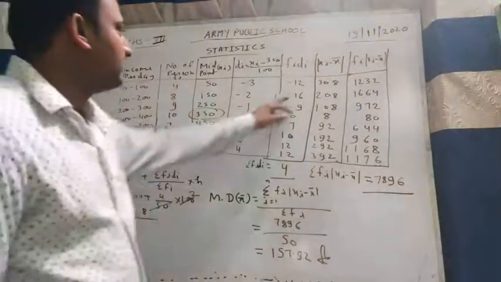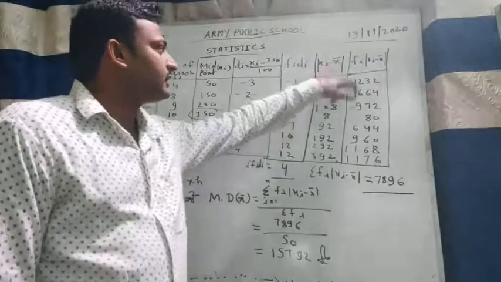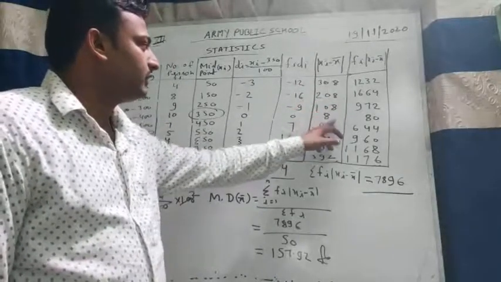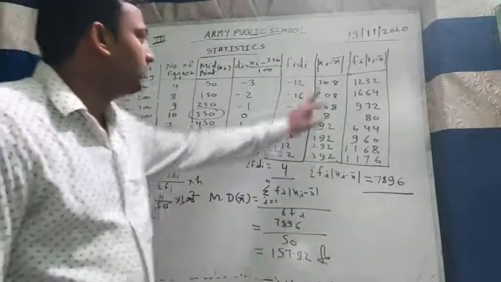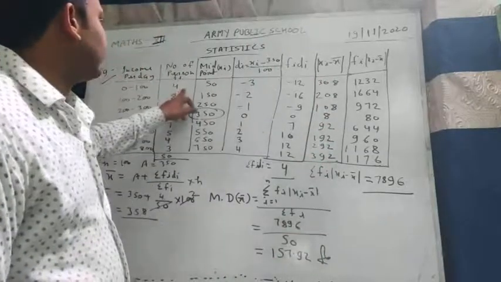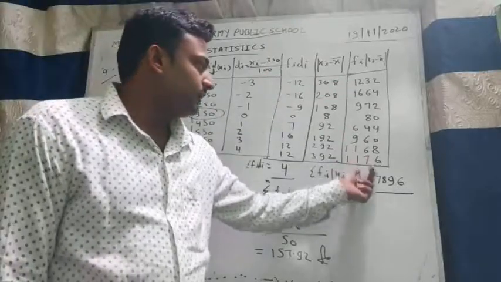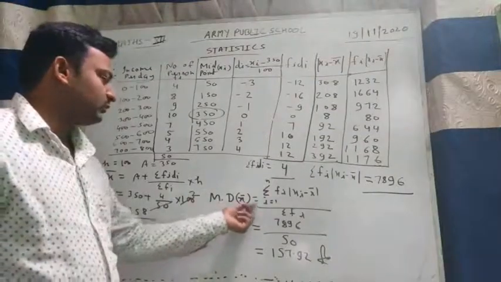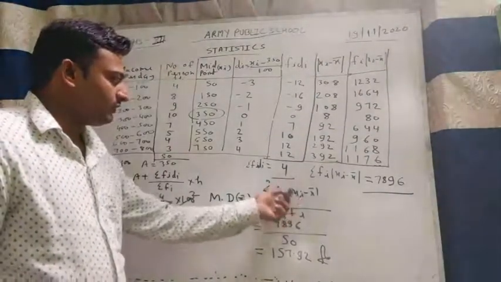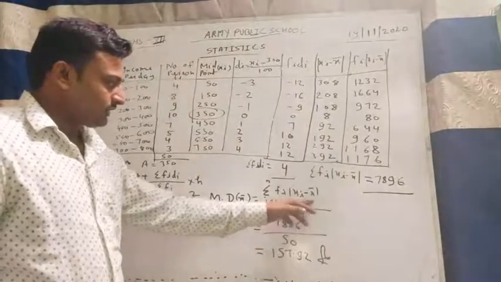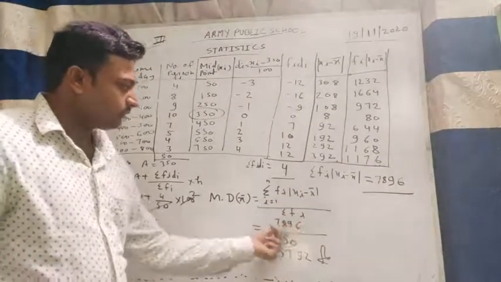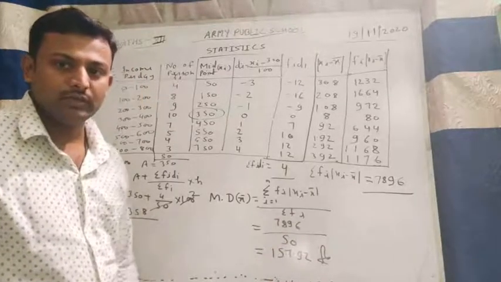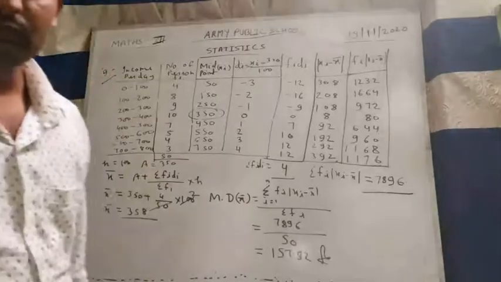Now we will make the column modulus xi minus x bar. So after subtracting we get 308, 208, 108, and so on. Now we multiply this term by frequency, we get this, and we find the sum of all of this. So now we know that the formula of mean deviation about mean is what? Summation i from 1 to n fi modulus xi minus x bar divided by summation fi. We put the values, we get the mean deviation with the help of mean. I hope you understand. Now we will see the next question.